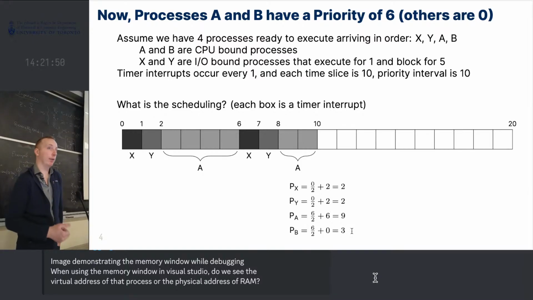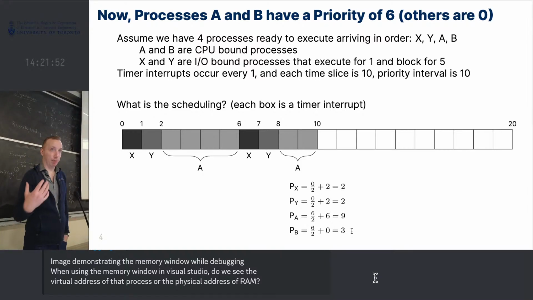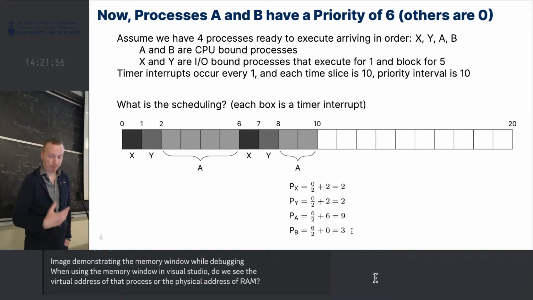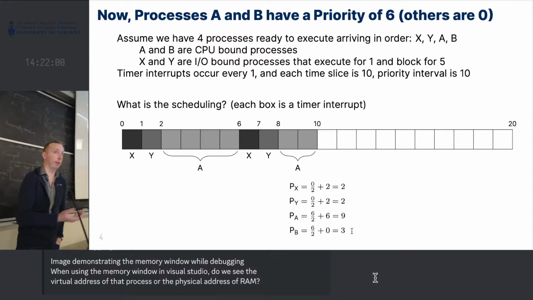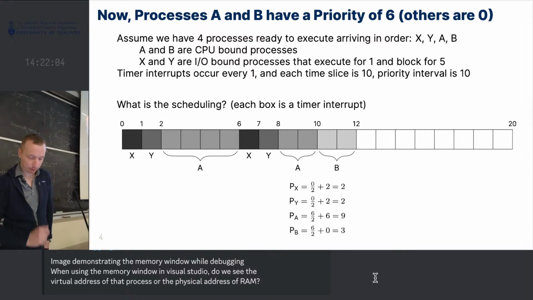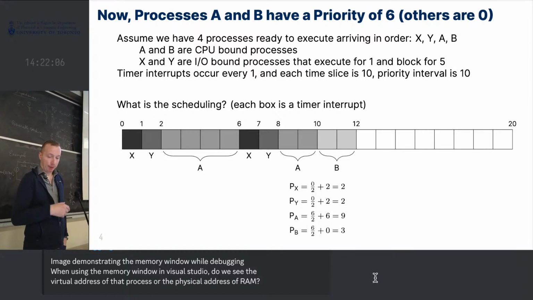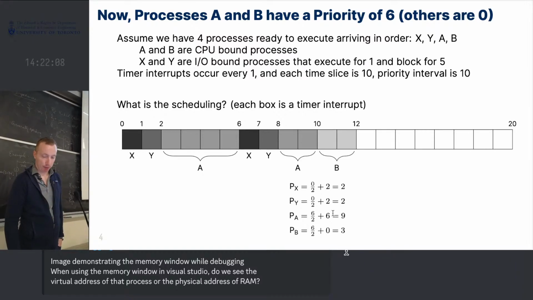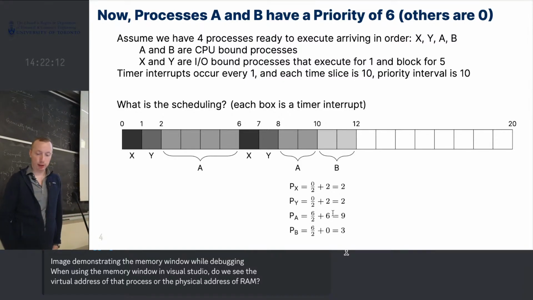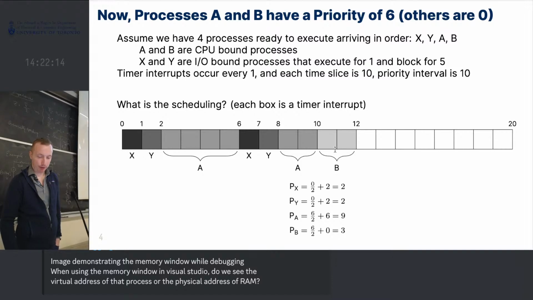So X and Y still have a higher priority, or lower number, than A and B, but we see that we've now flipped and we would prefer to execute process B over A. So at this point, X and Y are still blocked. X and Y would still be blocked for 2 more time units. So we would schedule process B.